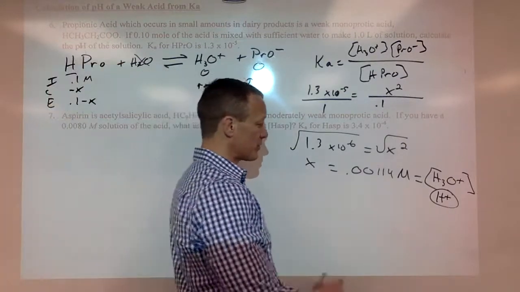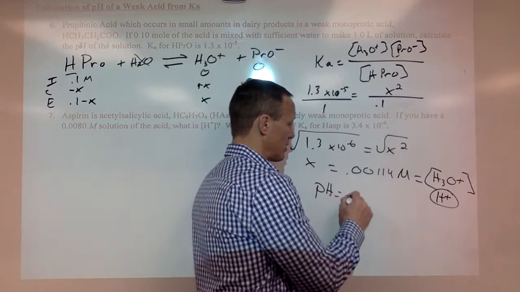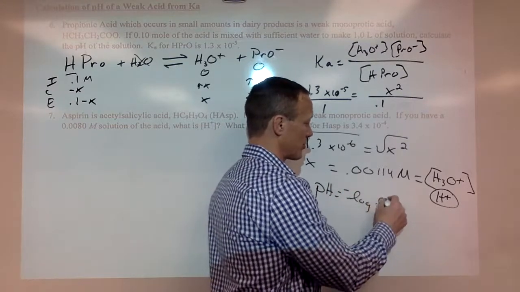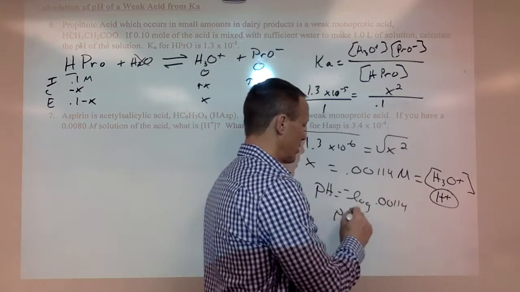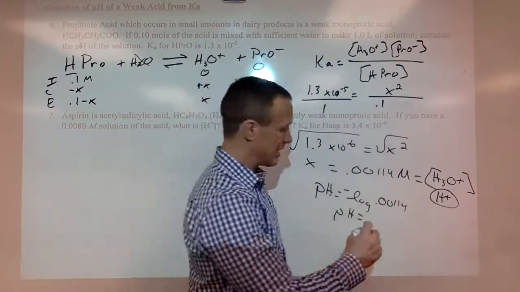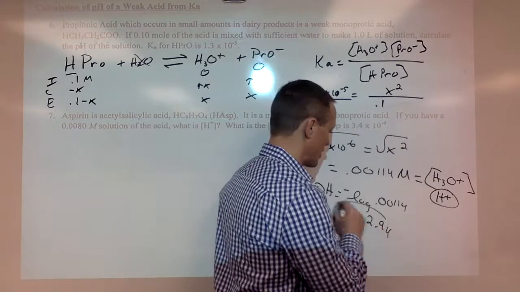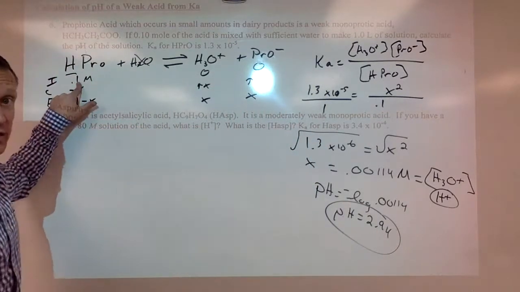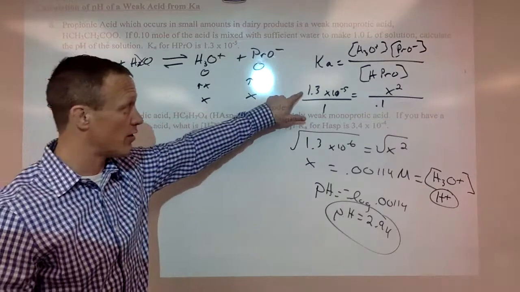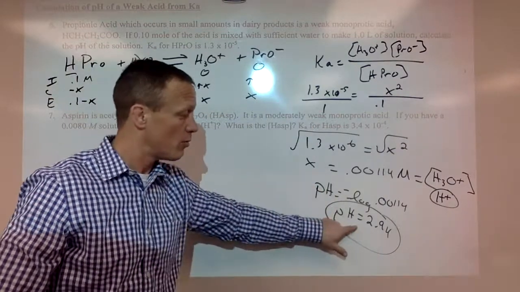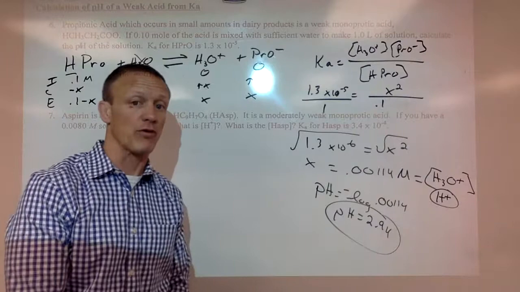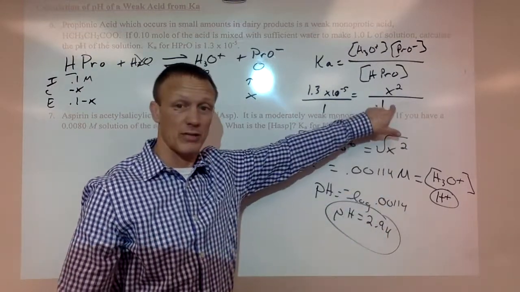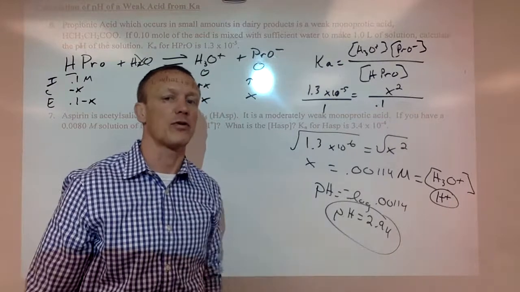So to get the pH, take the negative log. So the negative log of this number, 0.00114. And our pH in this case is 2.94. So a 0.1 molar solution of this acid that has a K value of 1.3 times 10 to the negative fifth will produce a solution with a pH of 2.94. Now we may be a hundredth off or so because we ignored that number in the denominator. We're probably less than a hundredth off though.